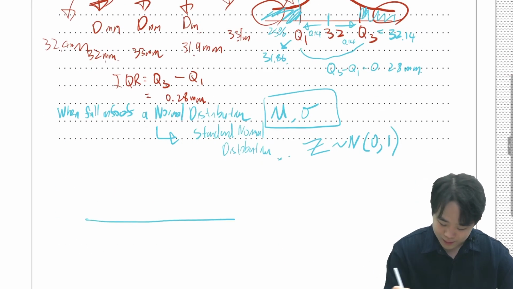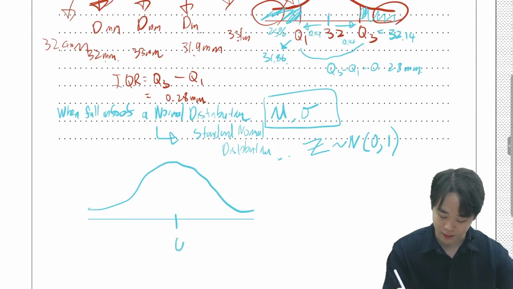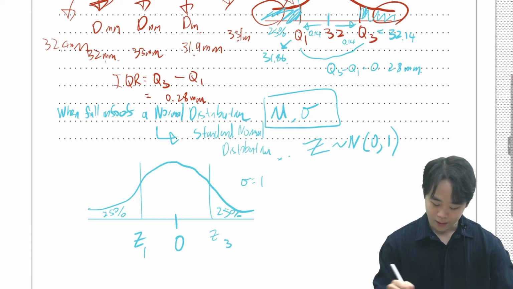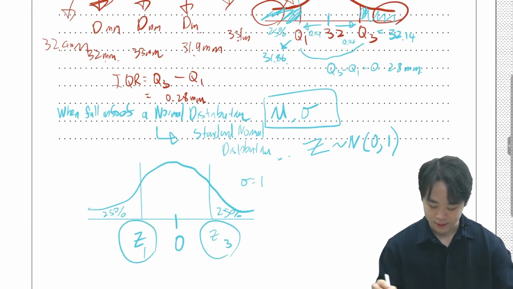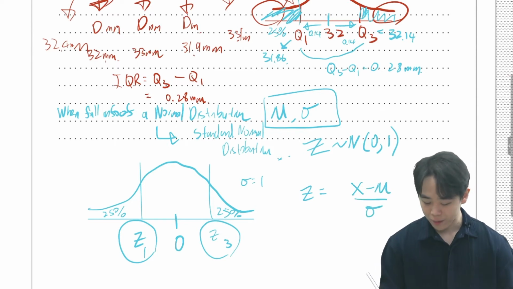So what we can do is assume we have a normal distribution with mean 0 and sigma 1. What's the value here that's going to contain the lowest 25%? Or what's the value here that's going to have the higher 25%? This is known as a z-score, which can be converted by x minus mu over sigma, for some variable x.